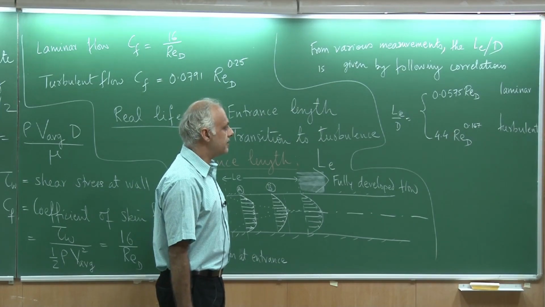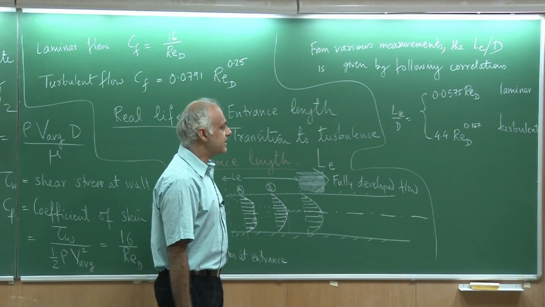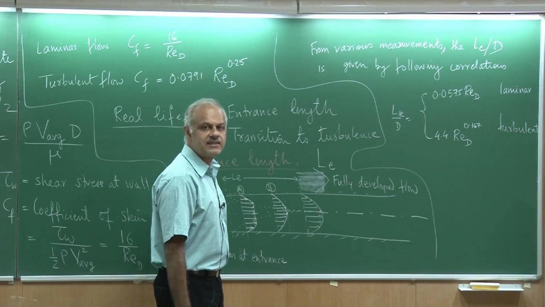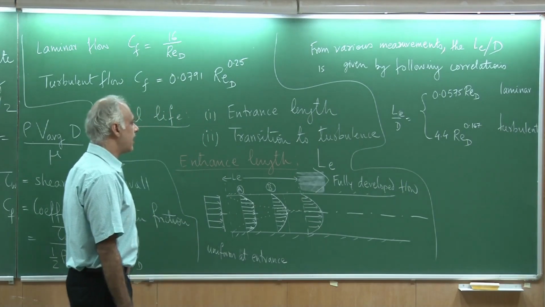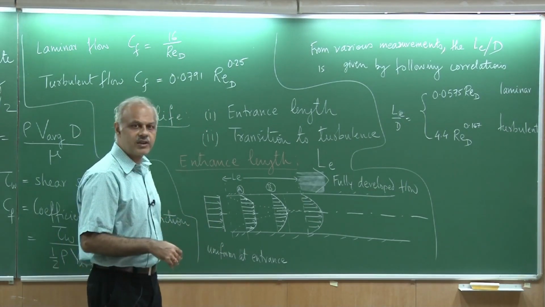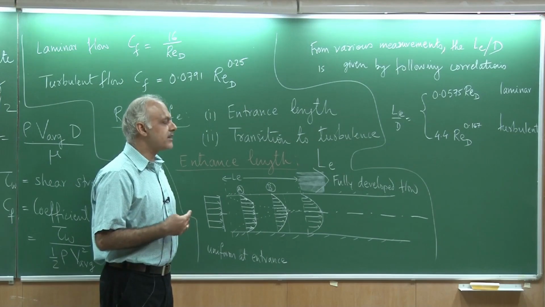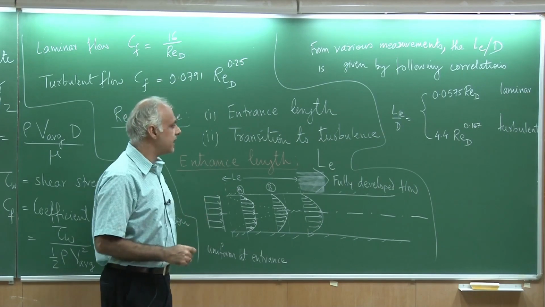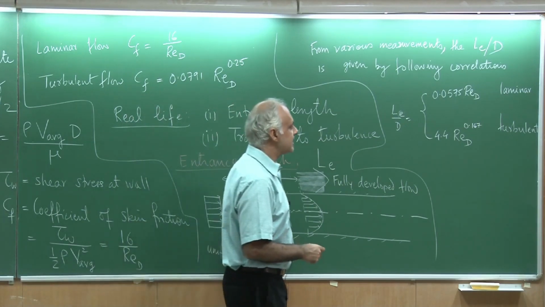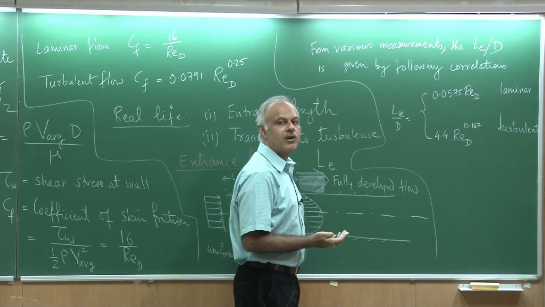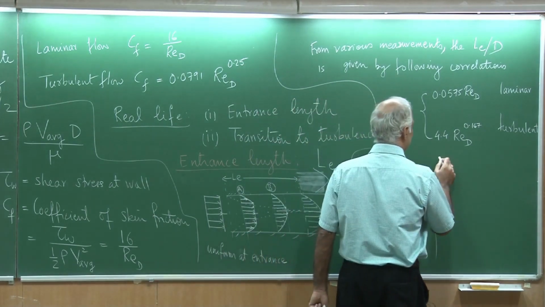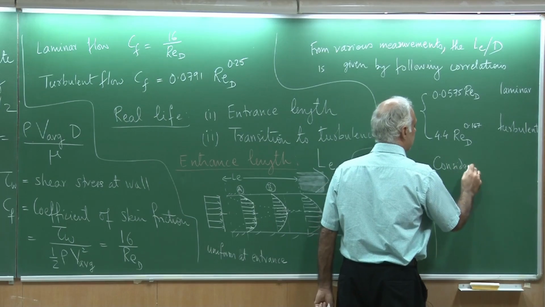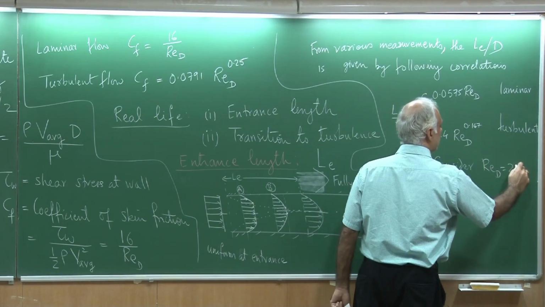Now let us try to estimate what could be a typical entrance length. So let us look at a laminar flow, which brings us to the question of transition to turbulence: for what Reynolds number does the flow remain laminar? We will talk about that in a minute, but suppose I am interested in, let us say, a Reynolds number of 2300. So consider Re_D equal to 2300.